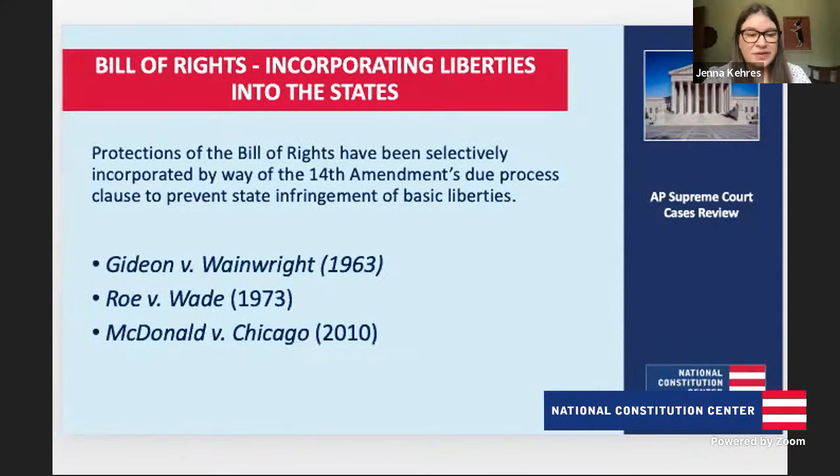Sure. All right, moving on to the next category, which is incorporation. So cases that have incorporated the Bill of Rights. Let's take a quick beat and talk about what incorporation is and why that's important as a concept, and then we can get into the specific cases. So Tom, explain incorporation to us and why it's important.